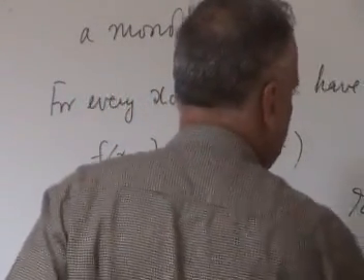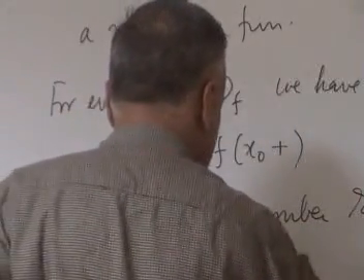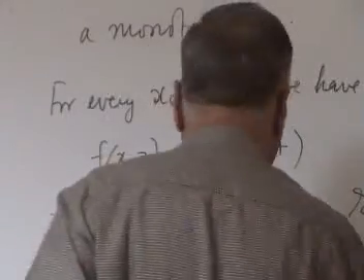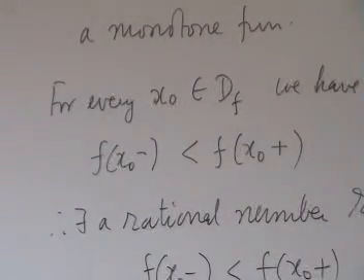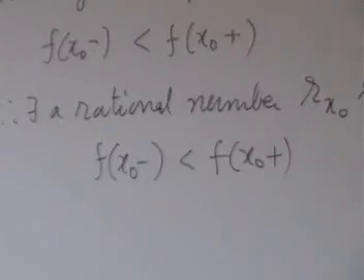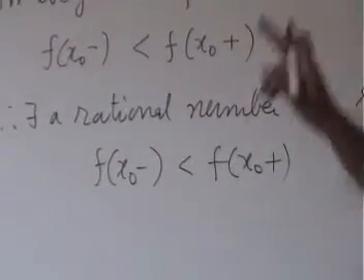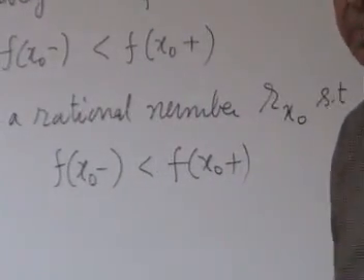r(x naught) such that f(x naught minus) is less than r(x naught), which is less than f(x naught plus). f(x naught minus) is a real number, f(x naught plus) is a real number. These two are not equal, so there are two points. But between any two numbers, there is a rational number. So that will depend on x naught, of course. So corresponding to every such discontinuity, I have found a rational number.